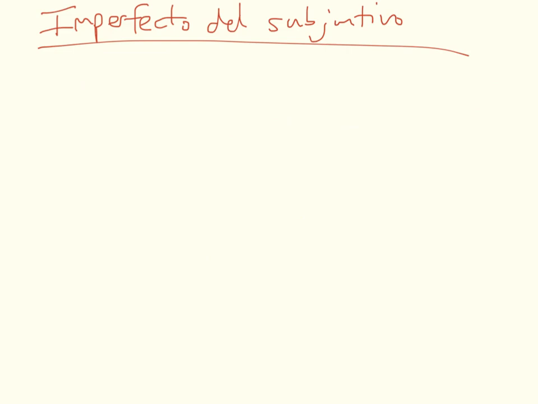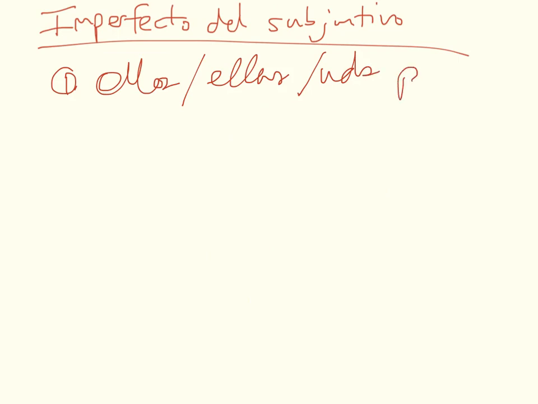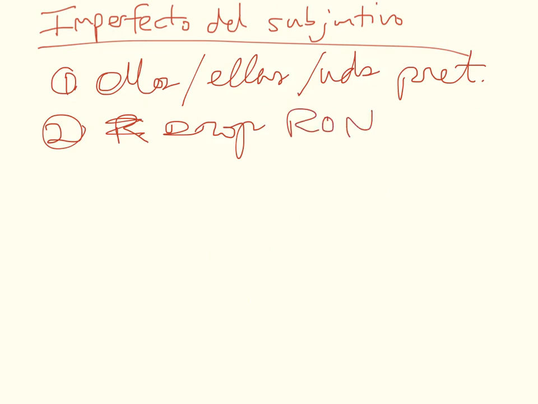Alright, before we get to how we combine both the imperfect subjunctive and the conditional, let's just go over the formation of the imperfect subjunctive. Now, the formation of the imperfect subjunctive starts with the preterite tense. We're going to start with the ellos, ellas, ustedes in the preterite. Second part, we're going to drop the ron. And the third part, we're going to add the endings.